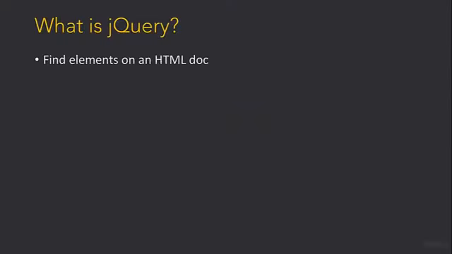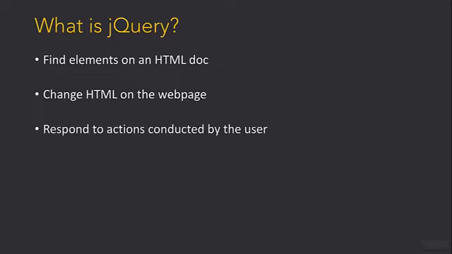So what is jQuery? It allows the developer to find certain elements on the HTML document, but that's not it. There's a lot more jQuery can do. It allows the developer to be able to change the HTML on a web page. Using jQuery, the developer can also have the web page respond to certain actions conducted by the user. So for example, you saw that I clicked on a particular button and it took us all the way down to the bottom of the website, right? Or when I searched for a particular course, those were actions that I was performing on the website, and the website was reacting a certain way.